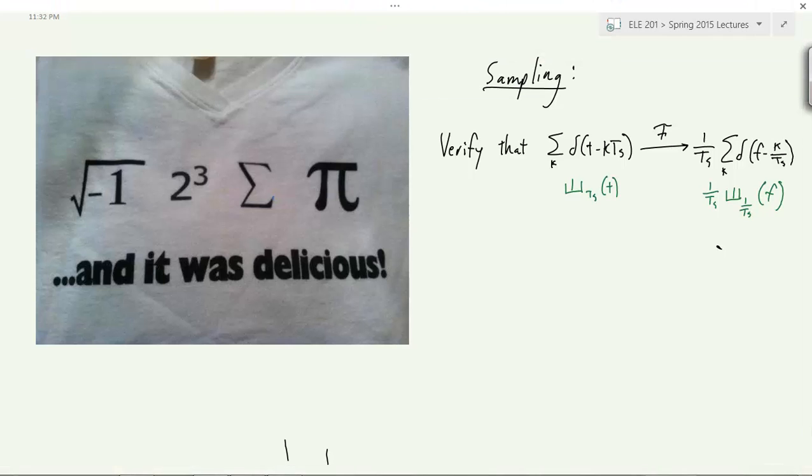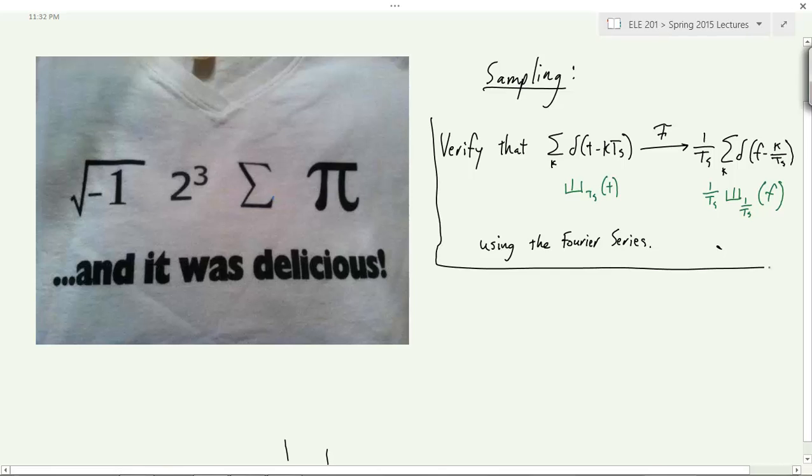Now, we're going to verify this using the Fourier series instead. That'll give us a way to do this. Okay, so this is the first main thing we need to cover so we can get on with sampling.